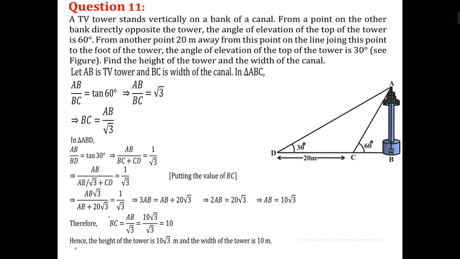Next, okay, that is question number 11. TV tower stands vertically on a bank of river. From a point on the other bank directly opposite to the tower, angle of elevation of the top of tower is 60 degree. From another point 20 meter away from this point on line joining the point to the foot of tower, the angle of elevation of top of tower is 30 degree. Find the height and width. So here it is h, here it is x.